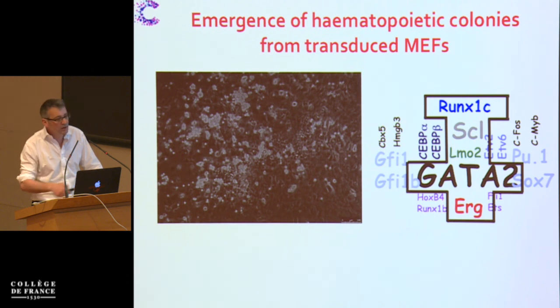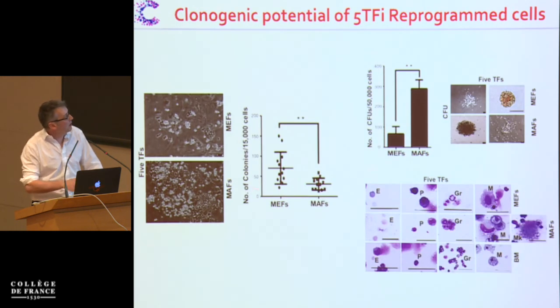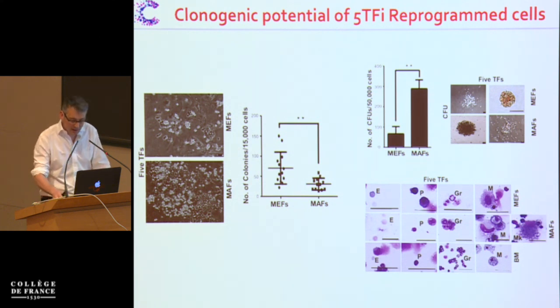These are the 5 transcription factors which work the most robustly in our hands: RUNX1, SCL, LMO2, GATA2, and ERG. We've done this with embryonic fibroblasts and adult fibroblasts. Each dot is a different experiment, so you can see that it's quite reproducible, but the efficiency is not really high. If we get these CD45 positive cells, we can generate hematopoietic colonies, and we can get myeloid and erythroid cells.